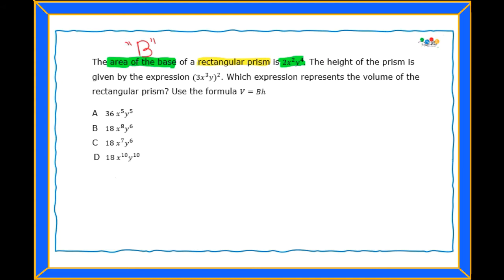It says the height of the prism is given by this expression that is here. And what are they asking me to find? They want me to find the volume. And they're giving you a formula for volume. So we're going to use that formula to work on my question. Let's write it down. V equals capital B times H.